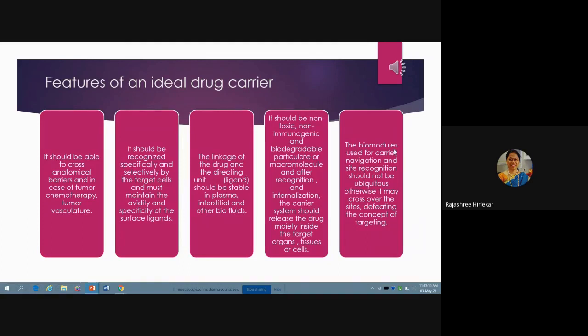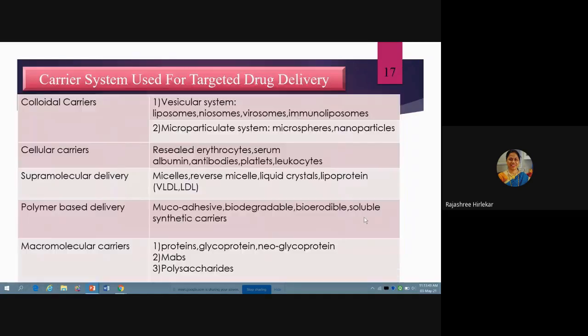Now, the biomodules which are used for carrier navigation and site recognition should not be ubiquitous, otherwise it may cross over the sites, defeating the concept of targeting. Not ubiquitous means it should not be general, going everywhere in the body. It should be specific. It should go to that particular site only. So these are the features of an ideal drug carrier.